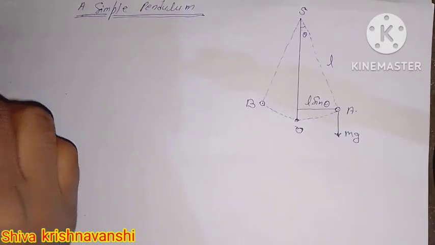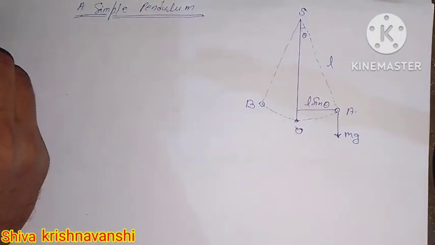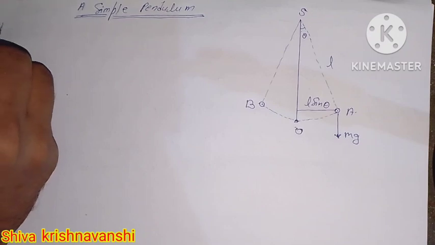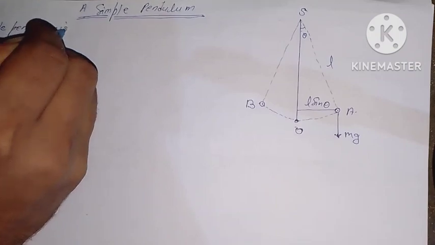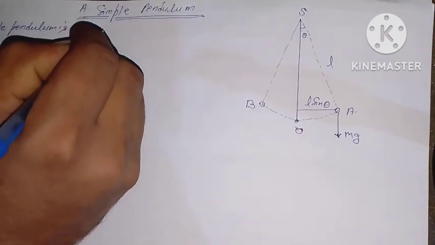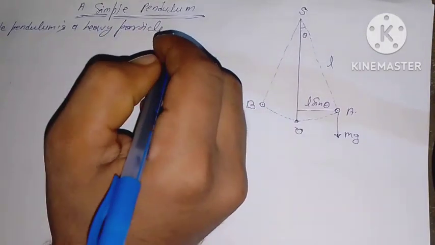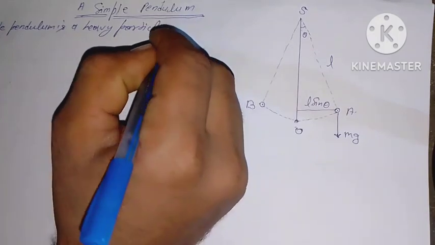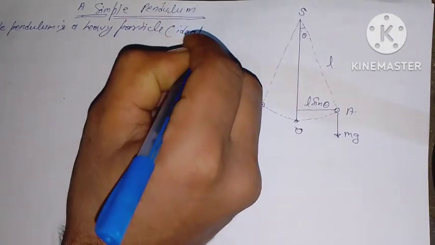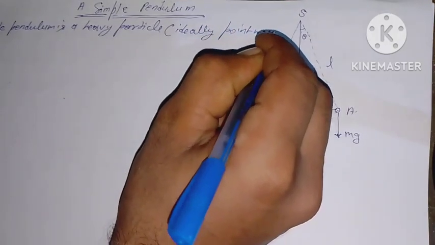Simple pendulum. A simple pendulum is a heavy particle, ideally a point mass.